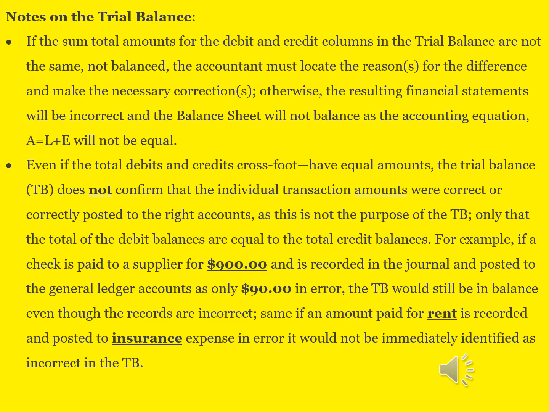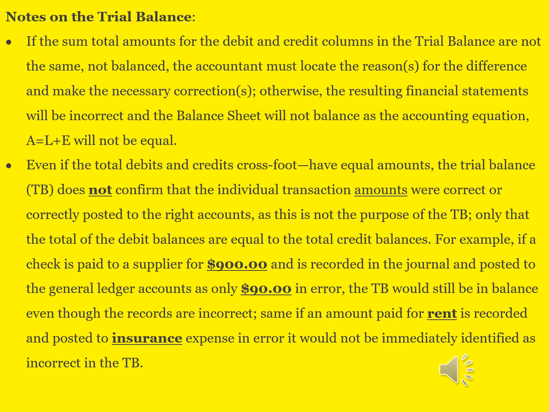Notes on the trial balance. If the sum total amounts for the debit and credit columns are not the same, the accountant must locate the reasons for the difference and make the necessary corrections. Otherwise, the resulting financial statements will be incorrect and the balance sheet will not balance, as the accounting equation A equals L plus E will not be equal.